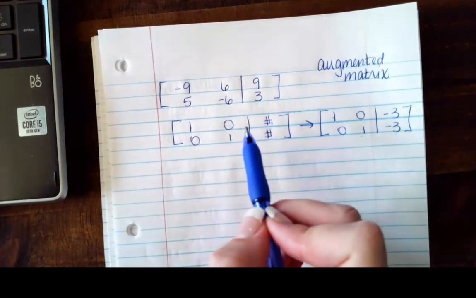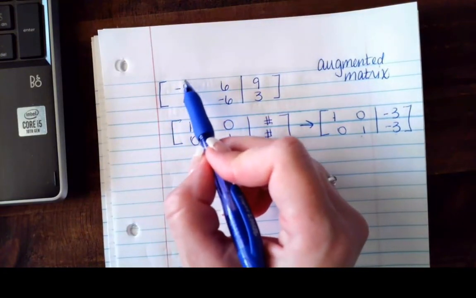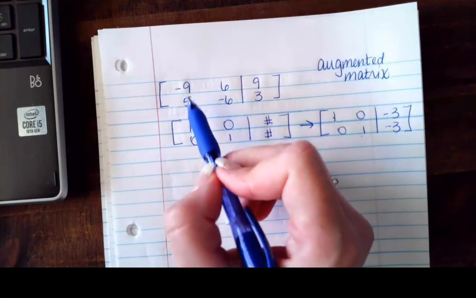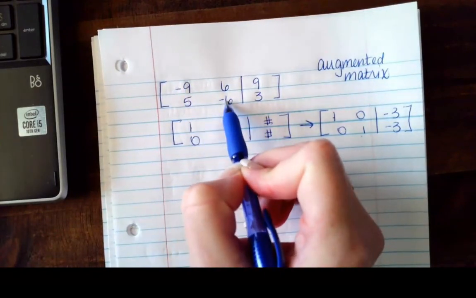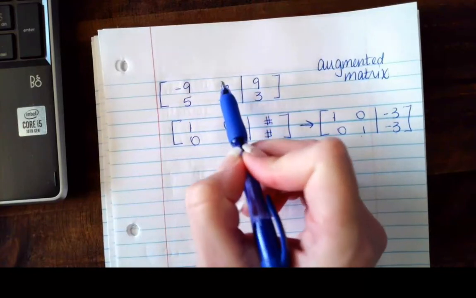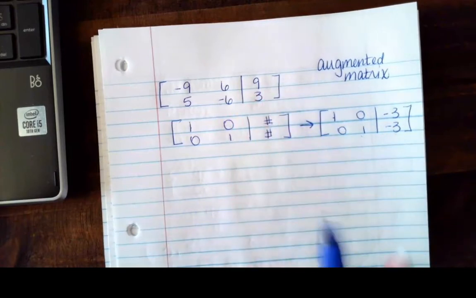You're like, wait, it already is. No, it's not, because I'm starting with this. So this I'm going to turn into a 1. Once that's done, I'm going to turn this into a 0. Once that's done, I'm going to turn this into a 1. Once that's done, I'm going to turn this into a 0. And magically, these are going to turn into negative 3s.